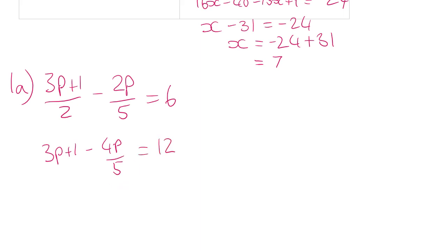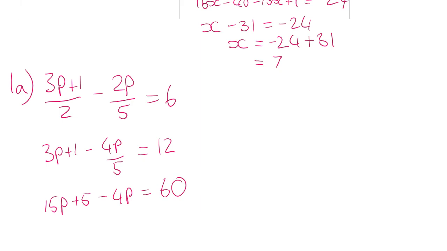Now I'm going to get rid of the 5 by multiplying both sides by 5. And again, on this left side, much like I had to on this side when I multiplied both sides by 2, I had to multiply all the terms by 2. So now I'm going to multiply all the terms by 5, which means here I'm going to get 15p plus 5 minus 4p equals 12 fives is 60.